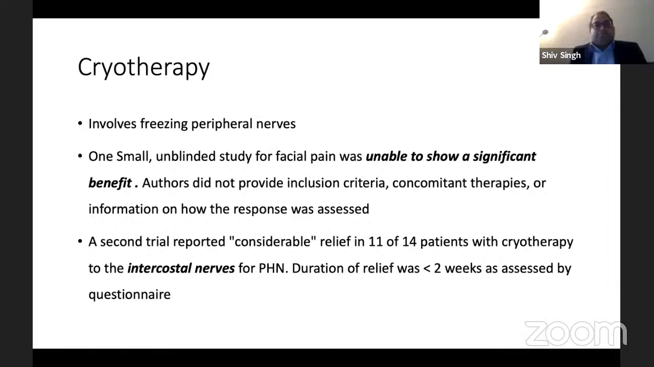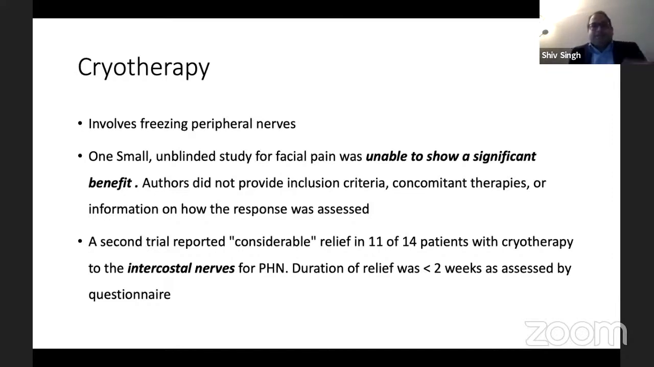And so again, one small unblinded study for facial pain, and they were unable to show any significant benefit. Unfortunately, in this, the authors did not mention the inclusion criteria, whether the patients were receiving other treatment modalities, and how the response was assessed. But another trial showed considerable relief. So this was only in 14 patients, and 11 out of the 14 patients did show good pain relief when they were assessed at 2 weeks using a questionnaire.